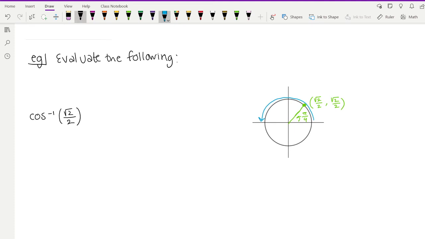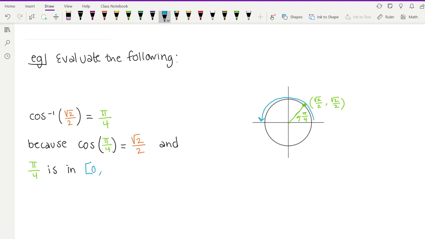So let me write this down. Inverse cosine of square root of 2 over 2 is going to be equal to pi over 4. And actually, let me add a little bit of different color coding here to be consistent with what we were saying before. So, square root of 2 over 2. And why is this the case? Well, this is because cosine of pi over 4 is equal to square root of 2 over 2. And then additionally, our angle, pi over 4, that we gave as an answer is in the correct range of angles. It's in the angles between 0 and pi.